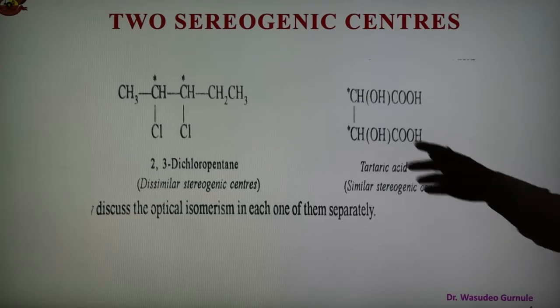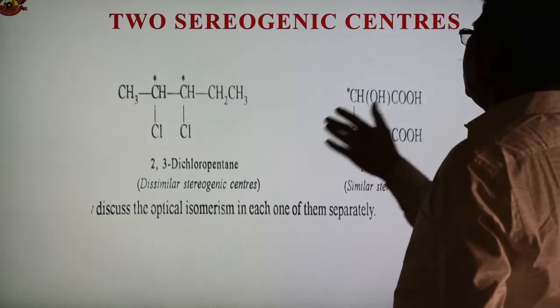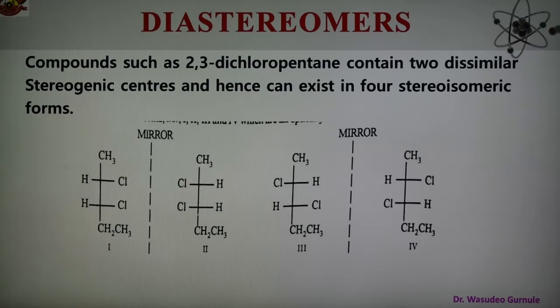In the case of these two carbons, two different groups are present, and here the similar groups are present. So dissimilar and similar are the two types of isomers they form when two asymmetric carbon atoms are present in the compound. These are the examples of two stereogenic centers, whether they contain similar or dissimilar groups. Now, what is a diastereomer?